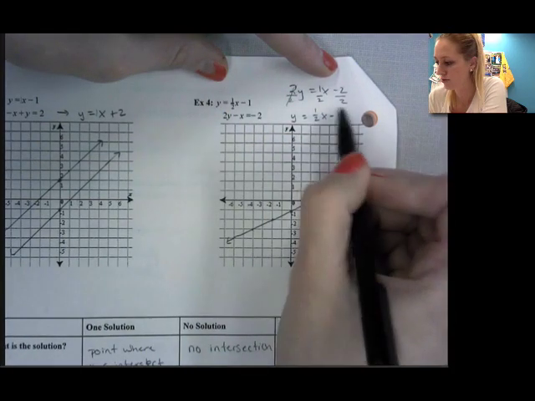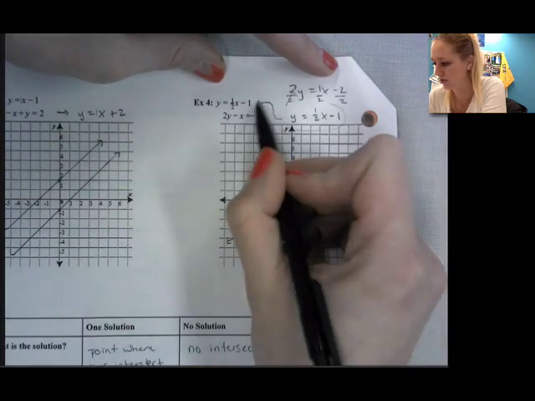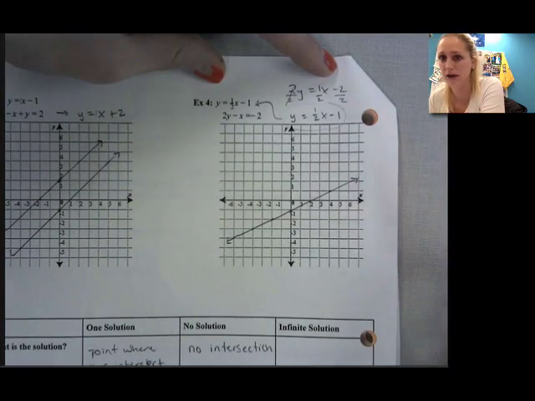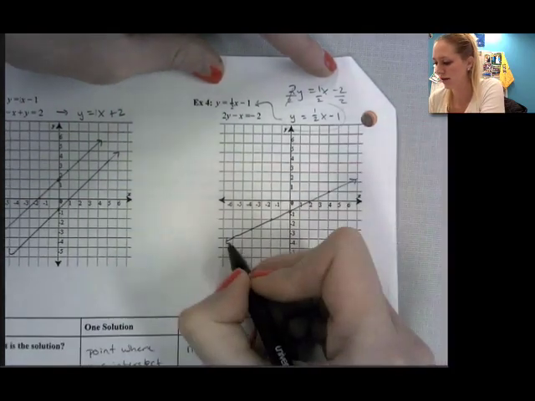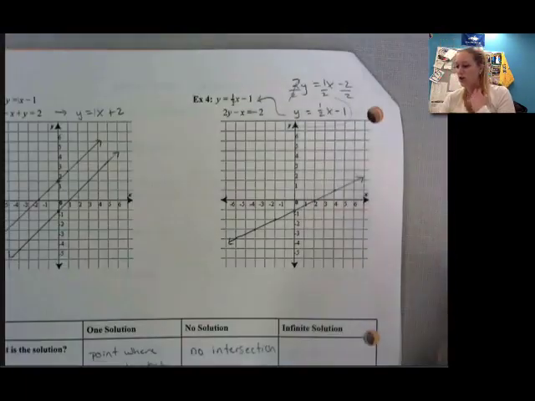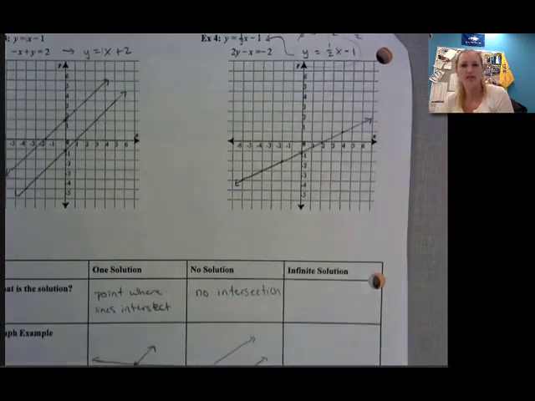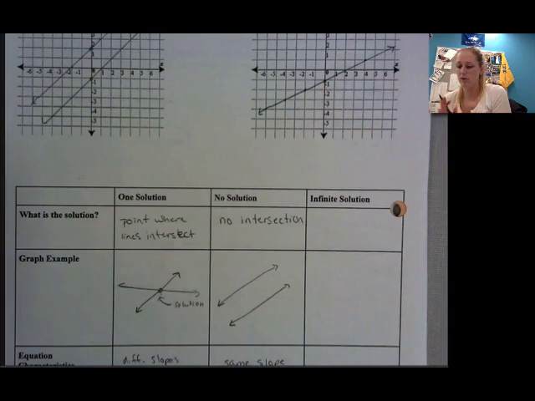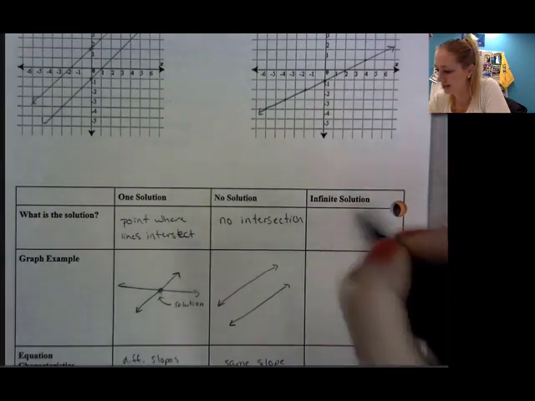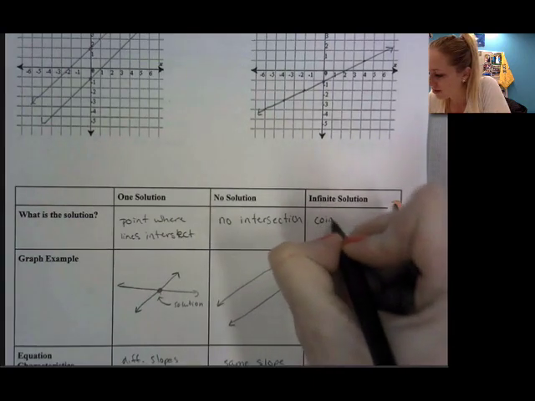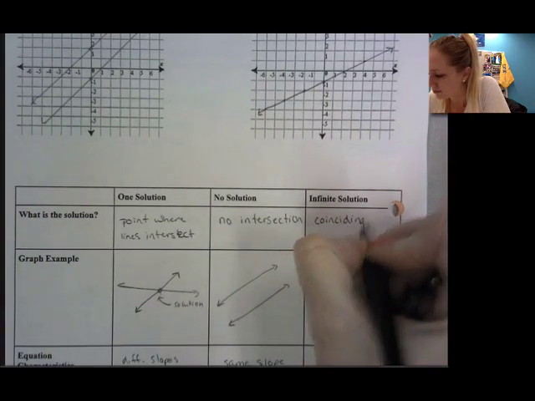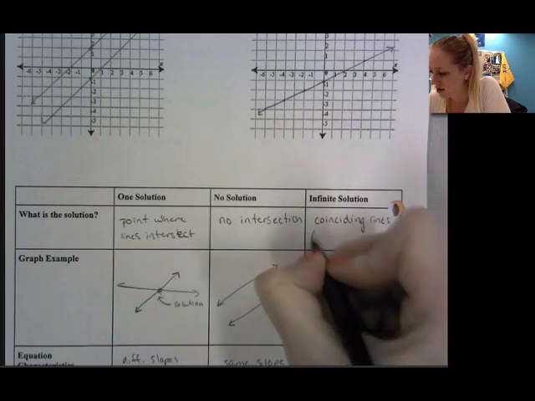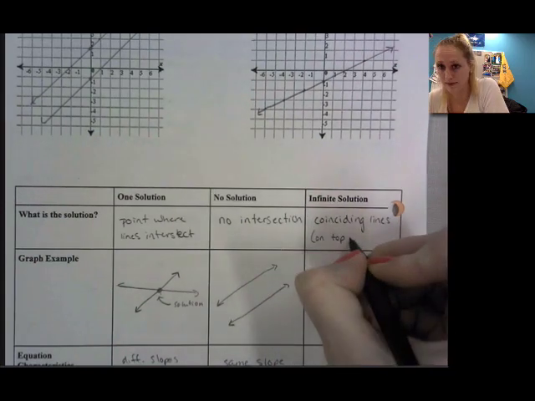Well, look, I just produced the same exact equation. So obviously that's going to be the same exact graph. So essentially I would just end up graphing one line on top of the other. So because they are the same exact line, they're called coinciding lines when that happens. That's infinitely many solutions because I'm just graphing one line on top of the other and the lines are intersecting at every possible point. So coinciding lines on top of each other is what that means.